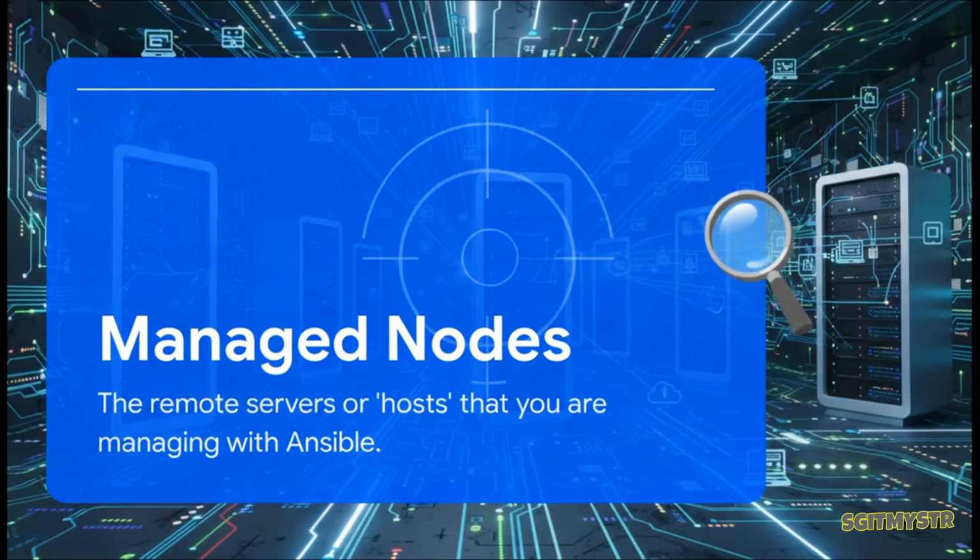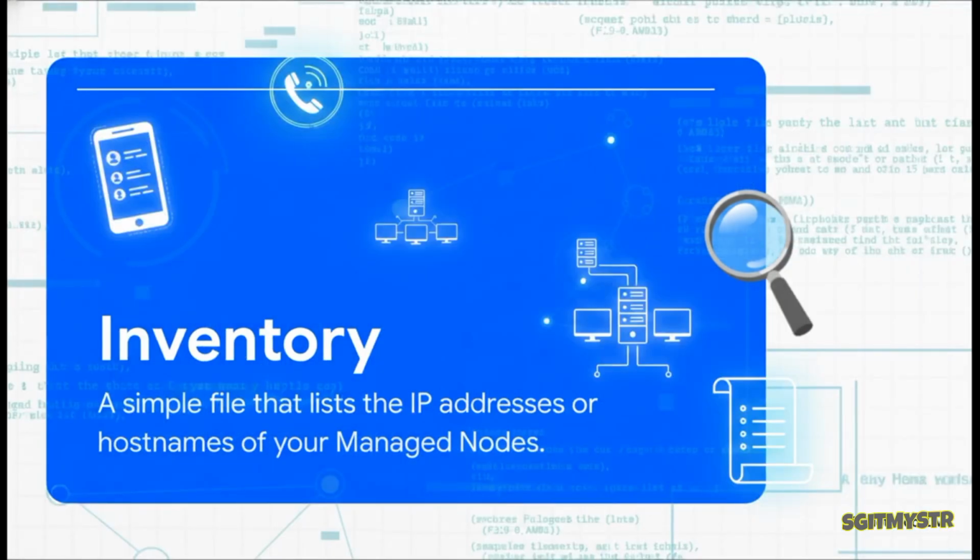Next up, we have the managed nodes. These are simply the targets of your automation. They're all the remote servers, the devices, the things you want to configure. Ansible reaches out from your control node to these guys to get the work done. So how does your command center know which servers to talk to? That's where the inventory comes in, and it's nothing fancy. It's just a simple text file that lists all the IP addresses of your servers. Honestly, the best way to think of it is just a contact list for your entire setup.